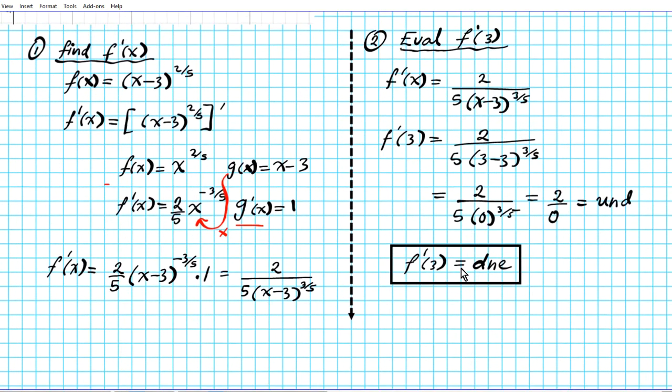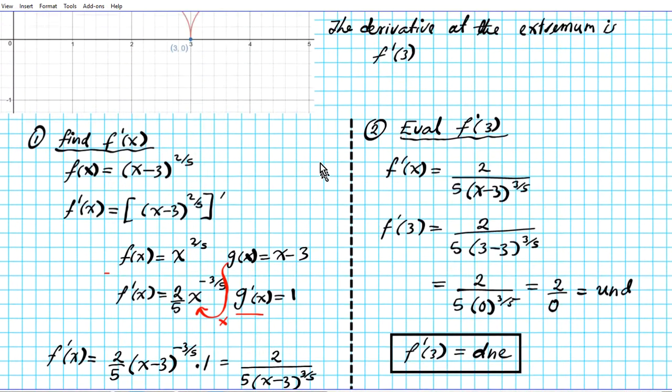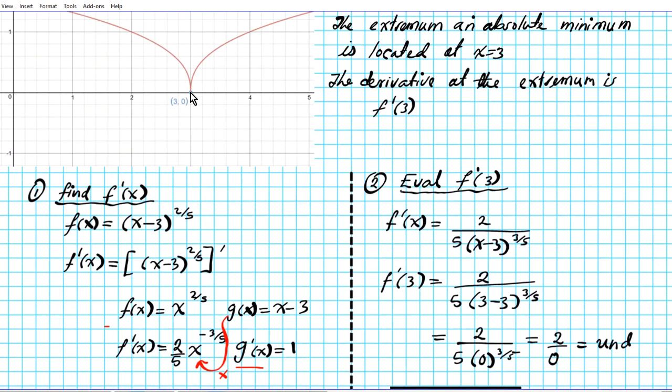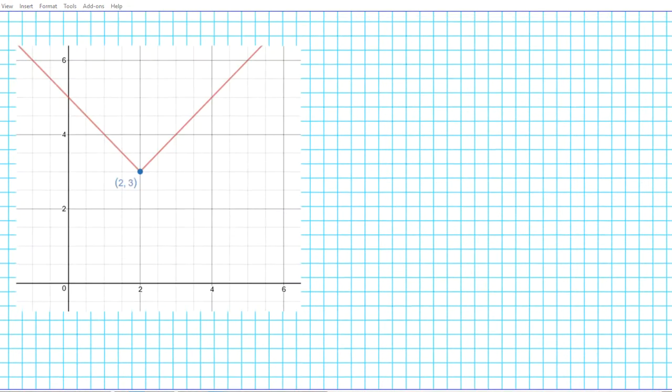That's why we have a non-existent derivative at that extremum, because you have a cusp right there. Alright, let's take a look at question number 6. We have an absolute value function given by f of x equals the absolute value of x minus 2 plus 3. Okay? Alright, in this particular case, let's go ahead and get started.